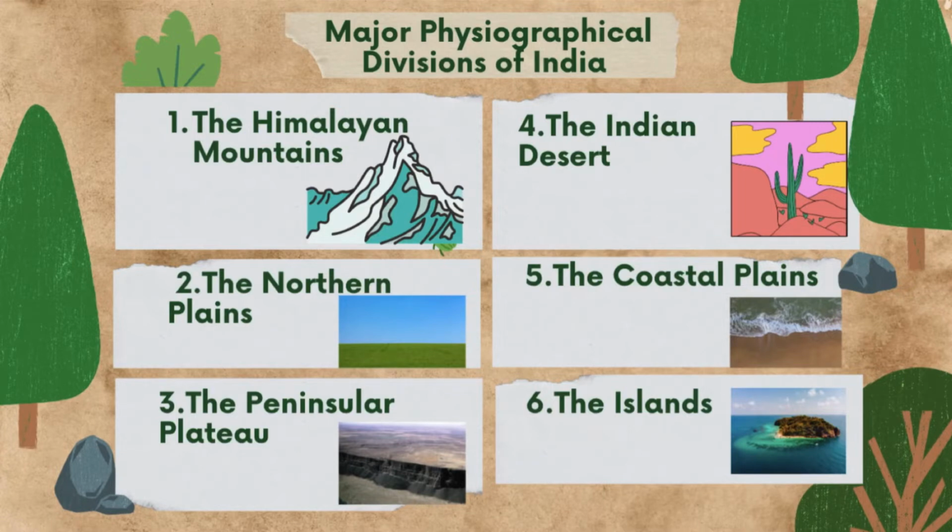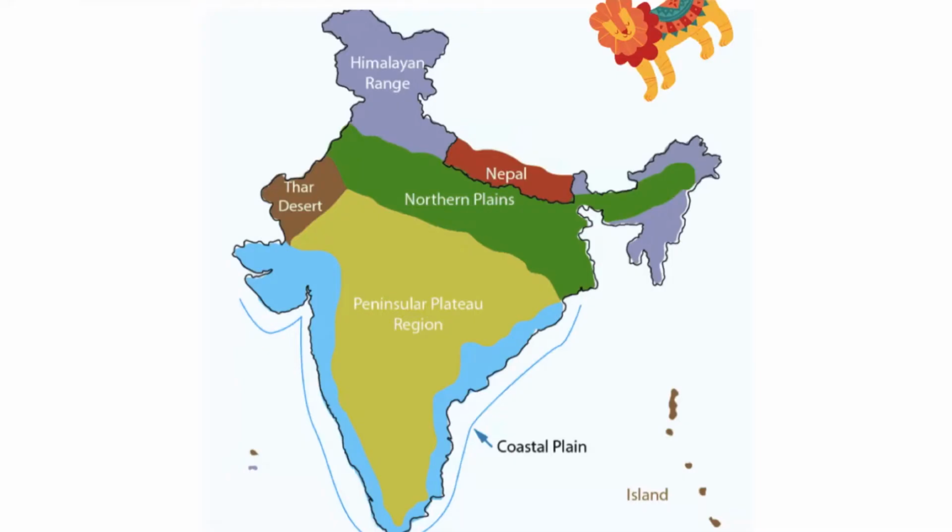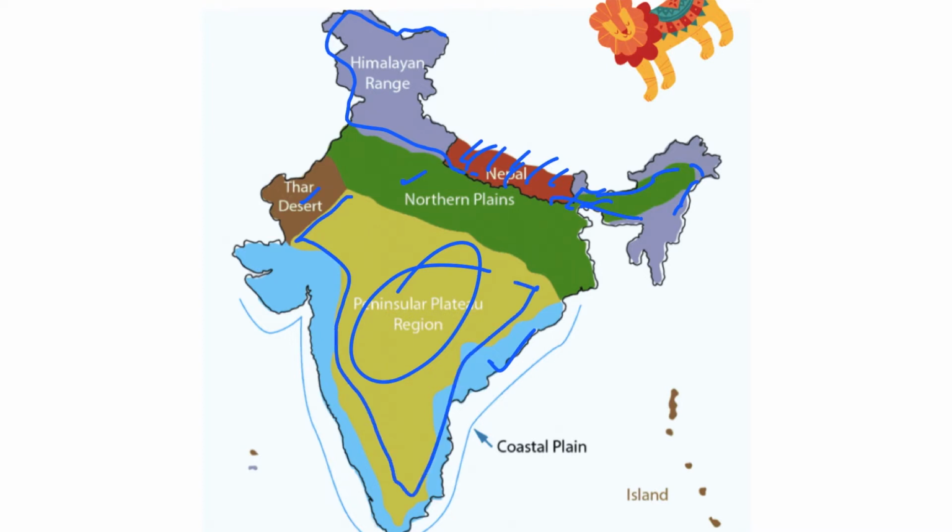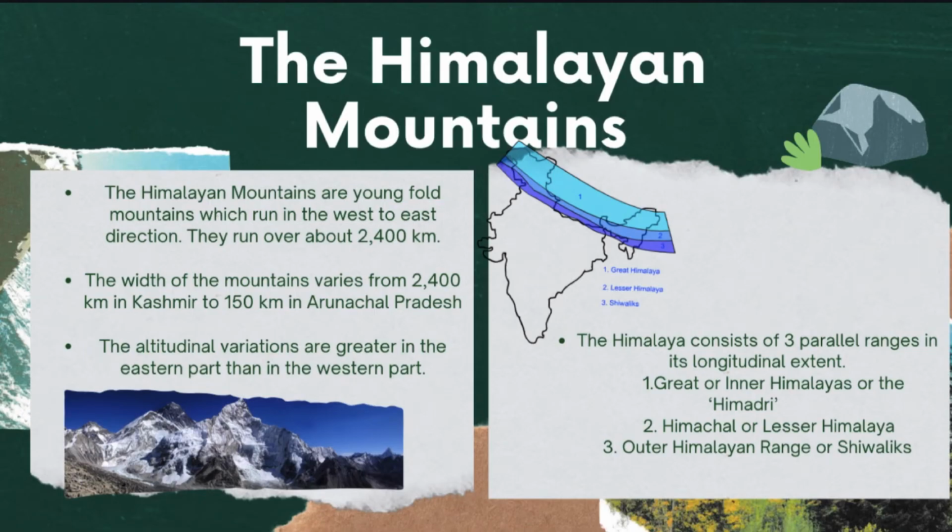In this chapter, we are going to discuss the major physiographical divisions of India. The first one is the Himalayan Mountains, second is the Northern Plains, third is the Peninsular Plateau, fourth is the Indian Desert, next is the Coastal Plains, and the last one is the Islands. We are starting with the Himalayan Mountains. In this picture, if we take India like that, these regions, including Nepal, are also in the Himalayan region. These hilly regions are in the Himalayas. Then the Northern Plains, the Thar Desert, the coastal plains, and the peninsular region in yellow color. This is how we would divide India.